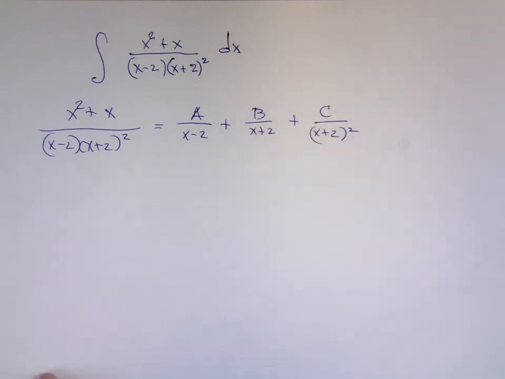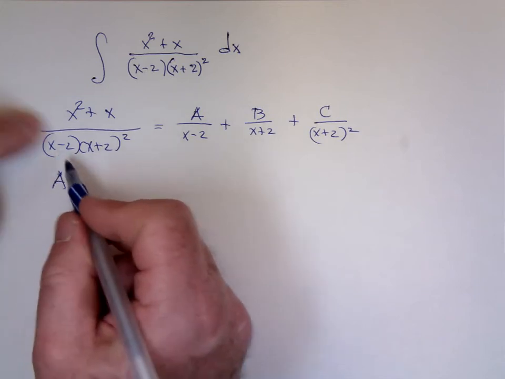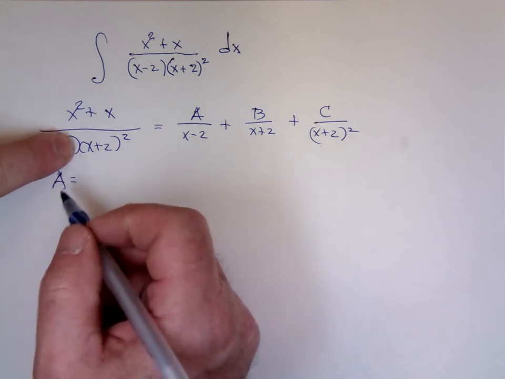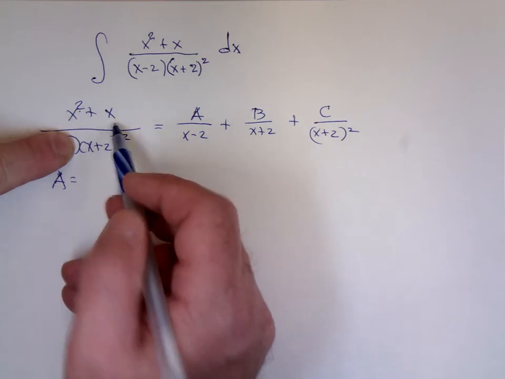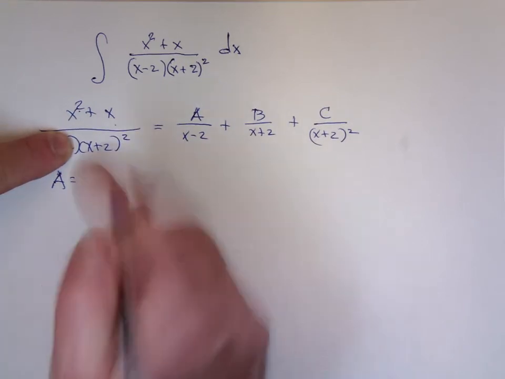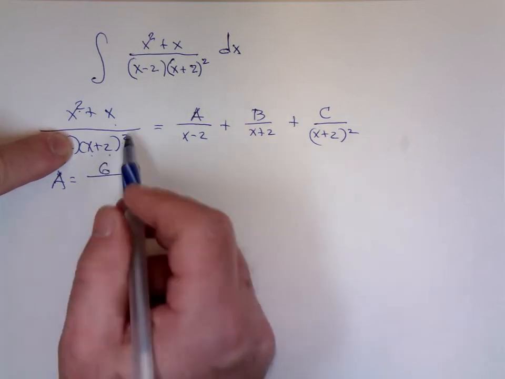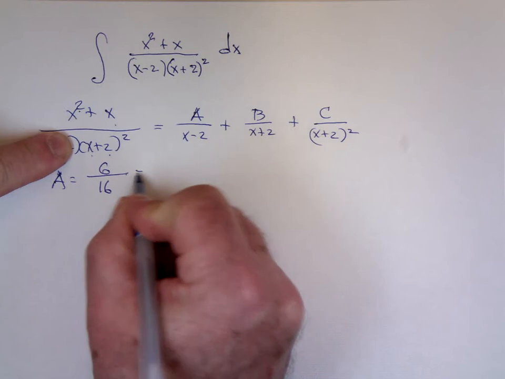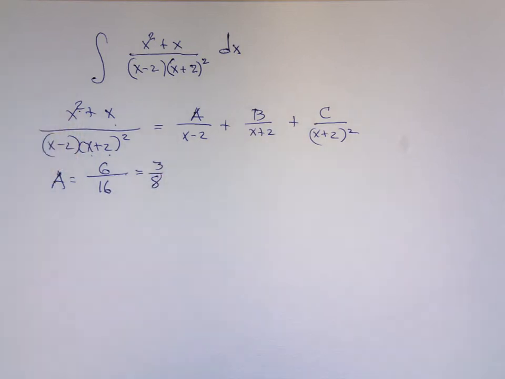Solving for A, not a problem. Multiply by x minus 2 and let x equal 2. 2 squared is 4. Plus 2 is 6. 2 plus 2 is 4. Squared is 16. That gives me 3/8 for A. Done.